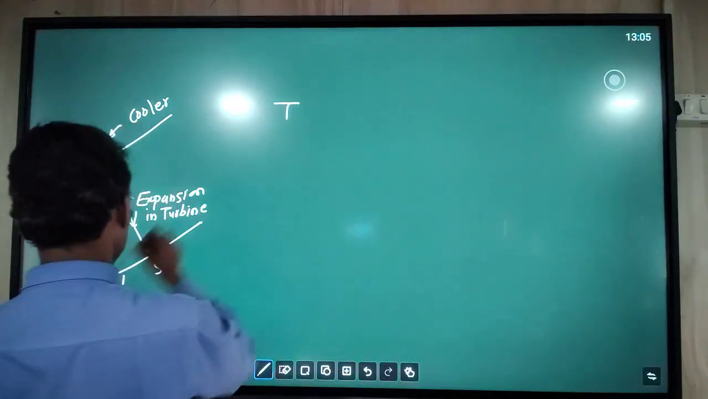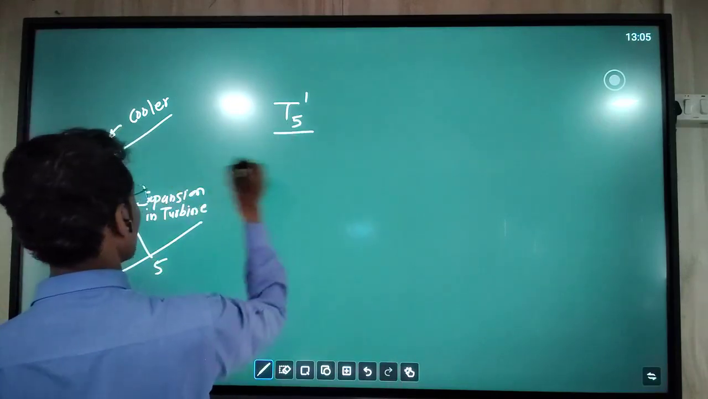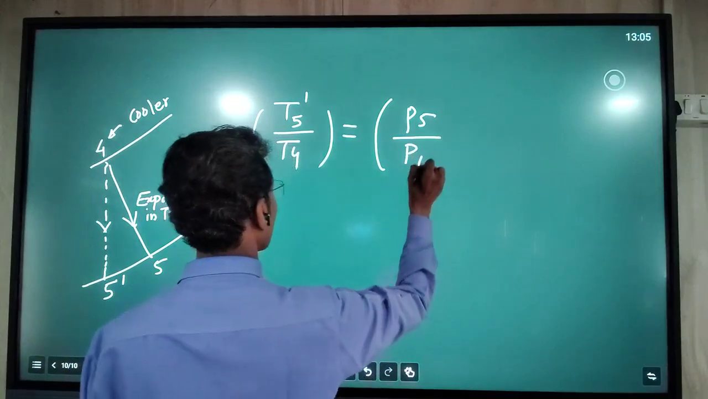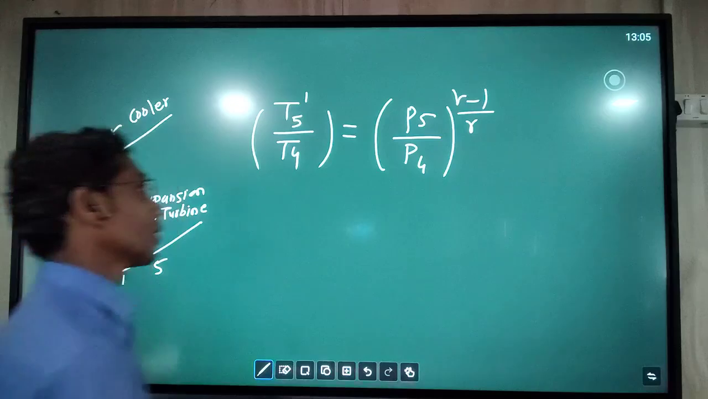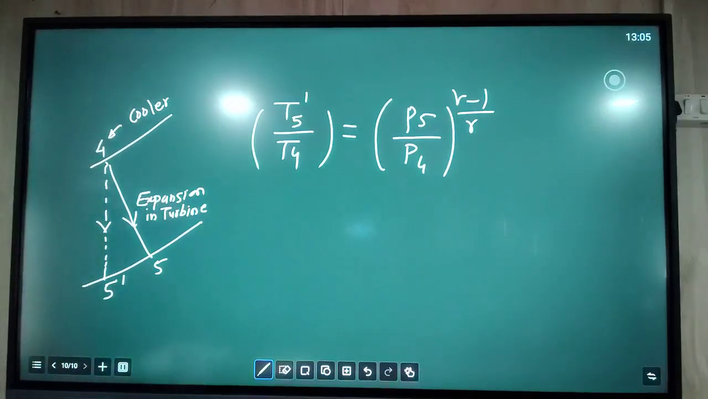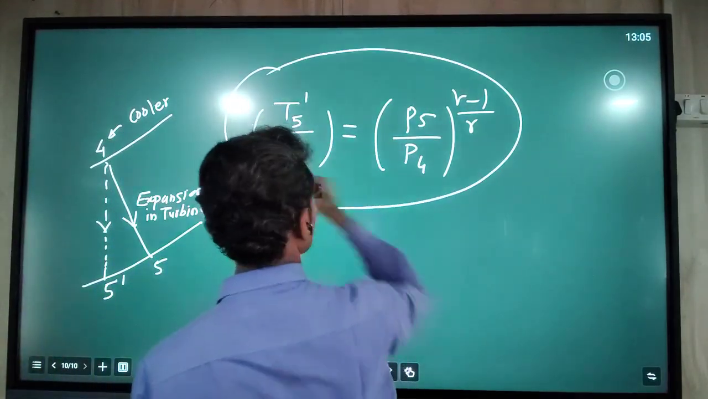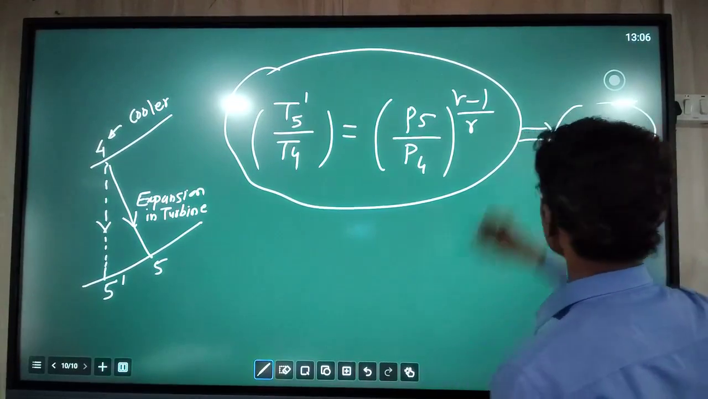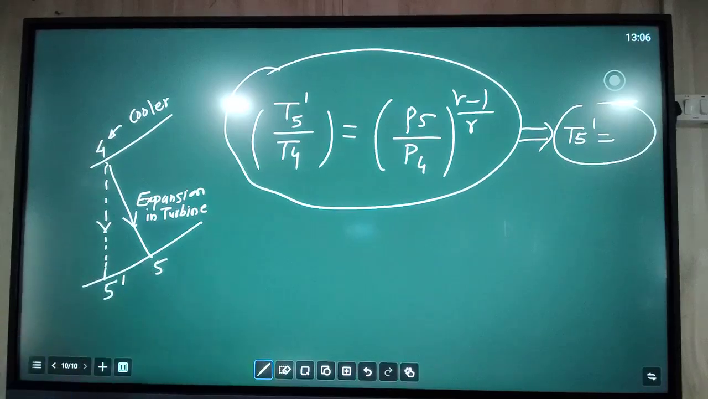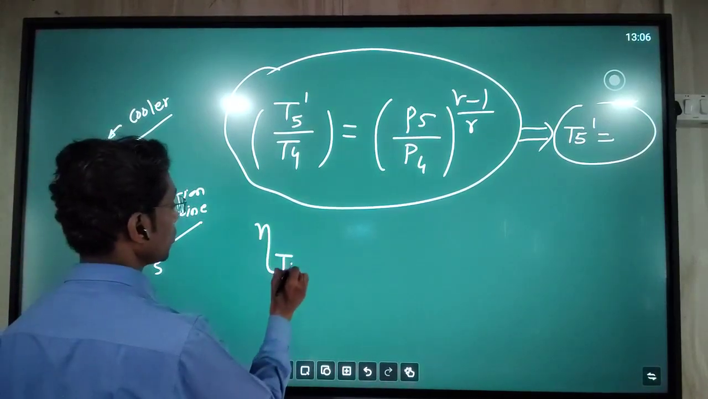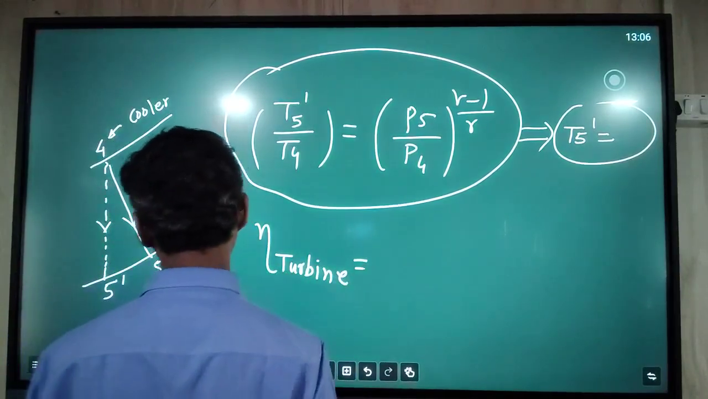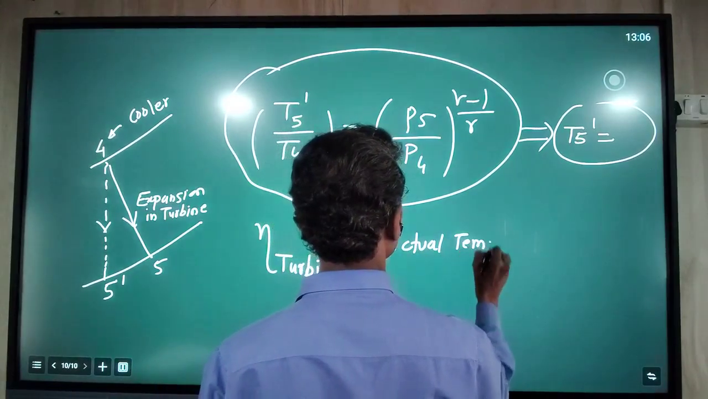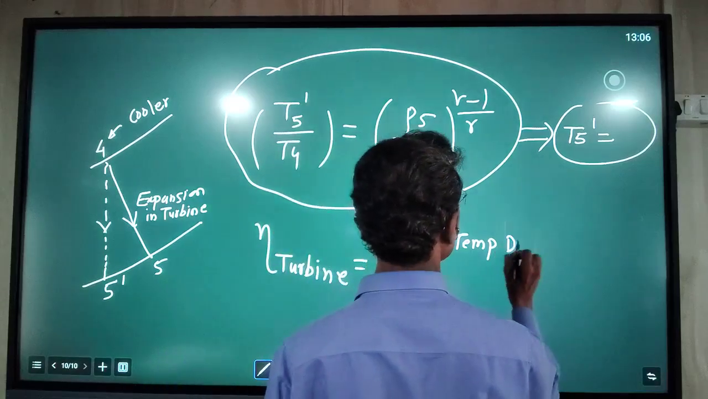So here the two formulas that we use: the first one is the temperature ratio between points 5 and 4. This ratio is equal to the pressure ratio raised to gamma minus 1 divided by gamma. By using this we can obtain the value of T5 dash, that is the ideal temperature at the exit of the turbine. And to find the temperature T5 we have to use efficiency. In the numerical, turbine efficiency is mentioned. So here we can see the ratio of actual temperature drop to ideal temperature drop.